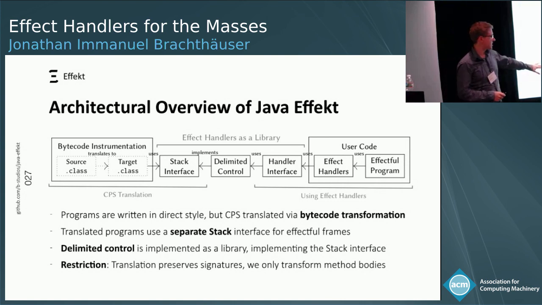One important restriction is that our translation, the CPS translation, preserves signatures. So typically, you would change the signature to reflect that it's now CPS translated. We don't do that to allow separate compilation and backwards compatibility with other Java features. So this is an important restriction and shows in several design decisions in the implementation.